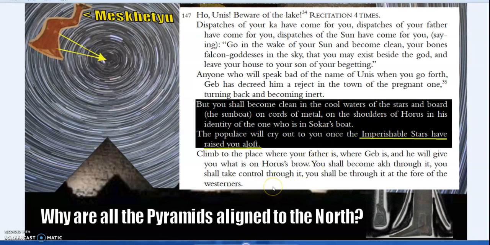So the sun gods must be, especially in Lower Egypt, Heliopolis and the Delta and the land of the pyramids, but he goes in Sokar's boat. The populace will cry out to you once the imperishable stars have raised you aloft. And what are the imperishable stars? They are the northern stars marked by Mesketiu.